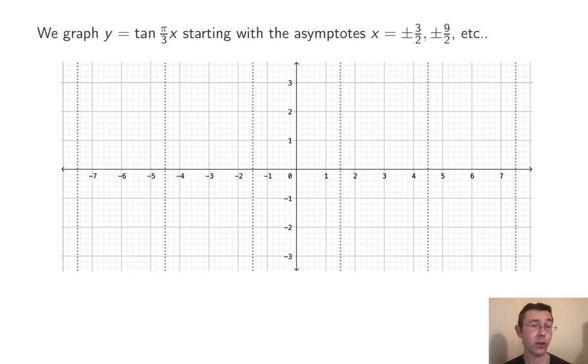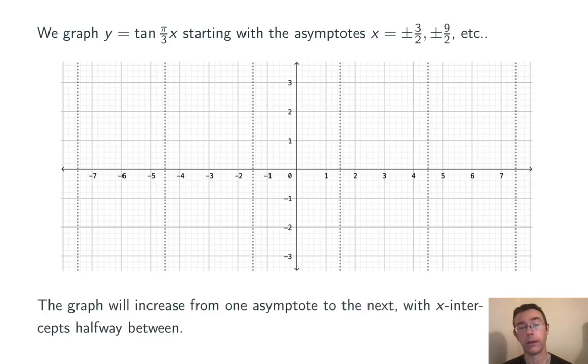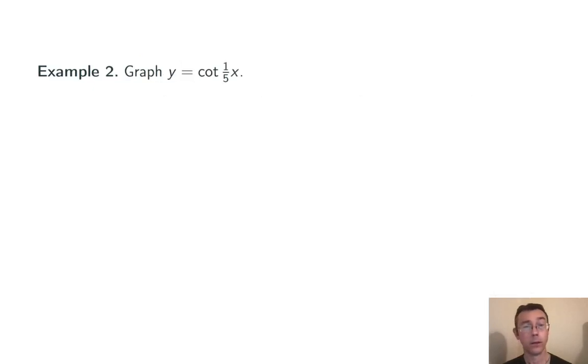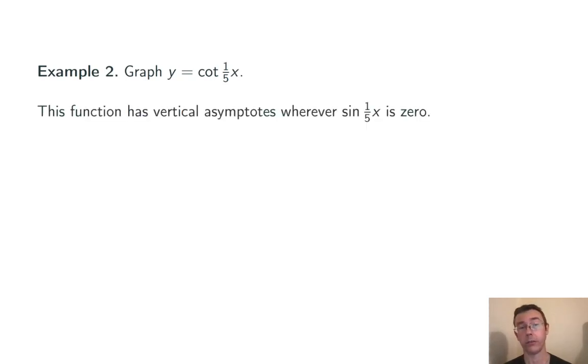I've drawn in the vertical asymptotes with dotted lines here, and I know that the zeros are going to be halfway between those vertical asymptotes, and that the graph is going to increase from one asymptote to the next one. So here's what the final graph looks like. Let's do one more example. Y equals cotangent of 1/5 x.